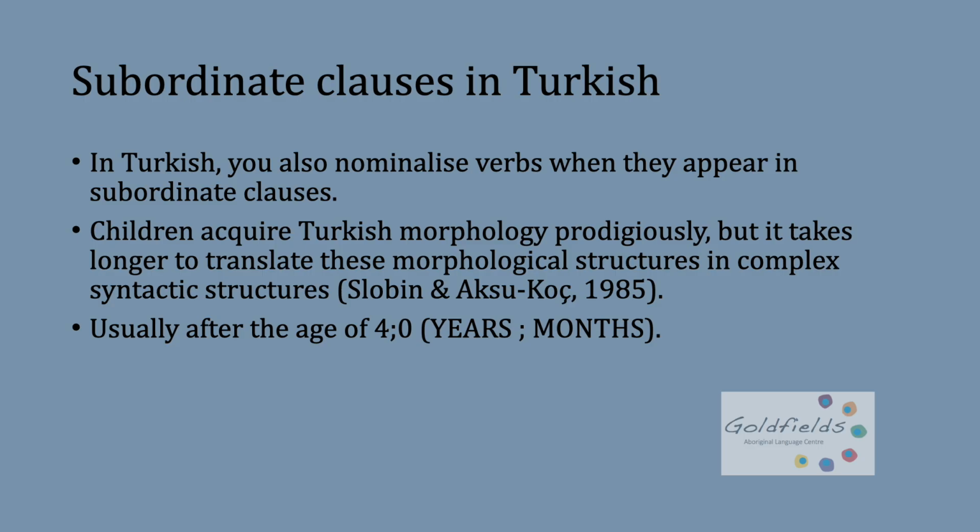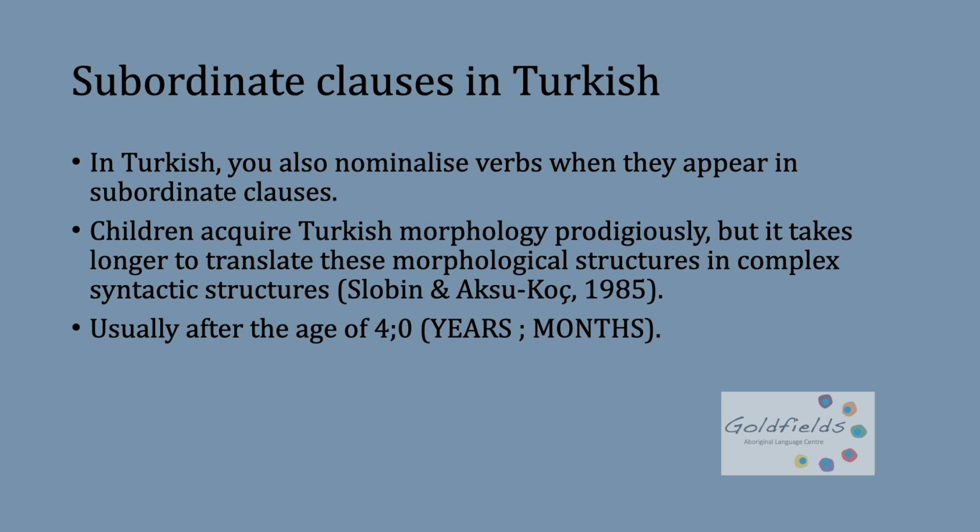And what we find in languages that have constructions with a similar degree of complexity is that they're acquired quite late in acquisition. So in Turkish, which is a good comparison because you also have to nominalise a verb if you want to use it in a subordinate clause, nominalised clauses aren't acquired productively until after the age of 4. And this is despite the fact, importantly, that children have acquired nominalising morphology well before this. So children know how to nominalise verbs. It just takes them quite a while to translate that morphological structure into a syntactically complex setting.